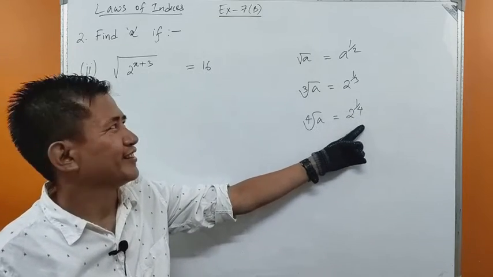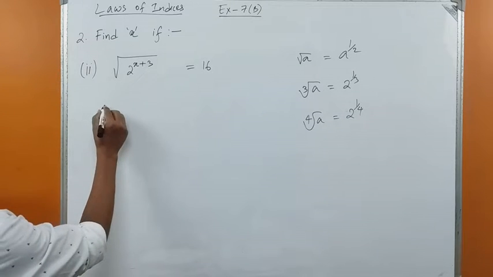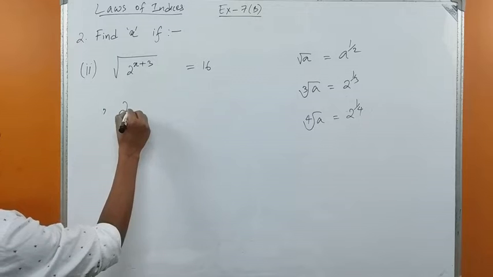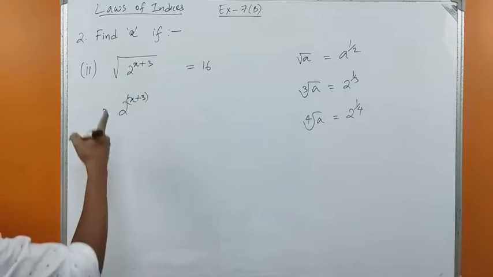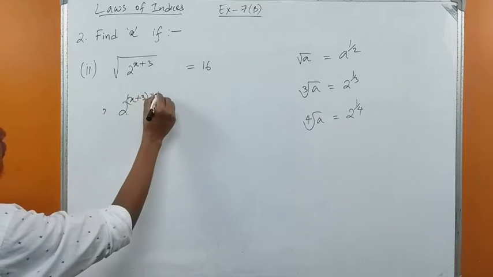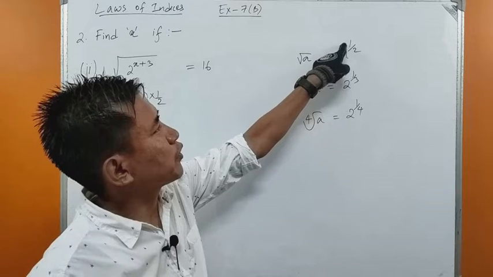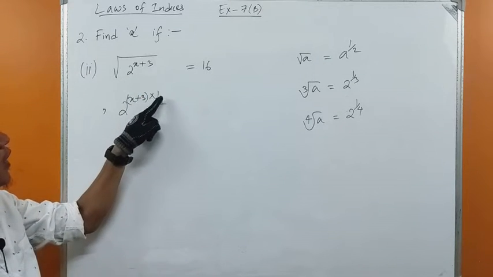Are you getting me? Yes. Root means 1 upon 2. Now we have root under 2 to the power x plus 3. This means 2 to the power x plus 3. The power x plus 3 was already there. Now this root under means into 1 upon 2. Root a means a to the power 1 upon 2. Similarly, root under means power 1 upon 2.